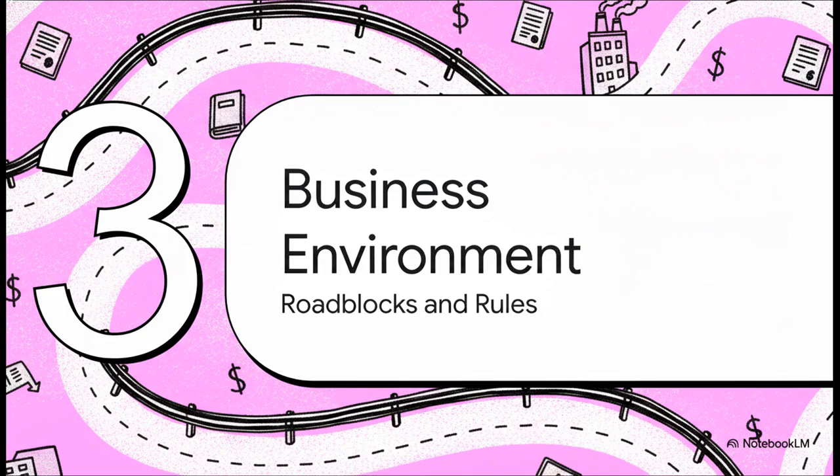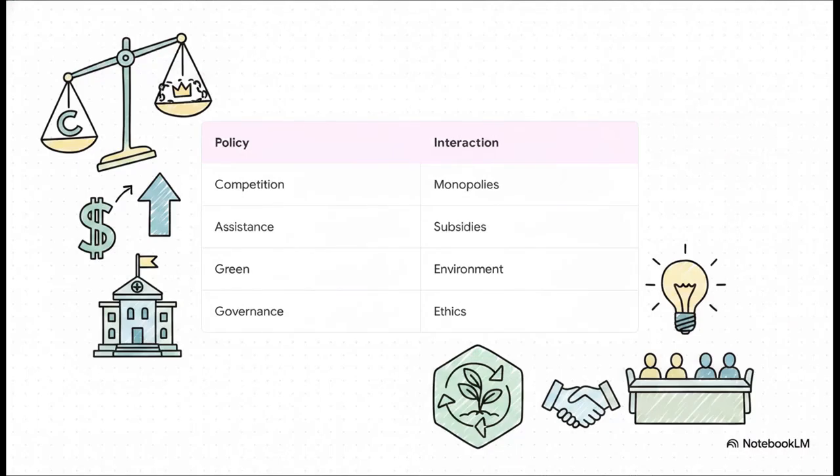Let's move into Section 3, the modern business environment. Time to look at the roadblocks and the rules. As a financial manager, your decisions are constantly surrounded by these really strict state guardrails. First off, competition policy restricts monopolies and price fixing to keep the playing field fair. You can't just go and buy out every single competitor without serious regulatory approval. Second, government financial assistance. This actually offers some vital opportunities.